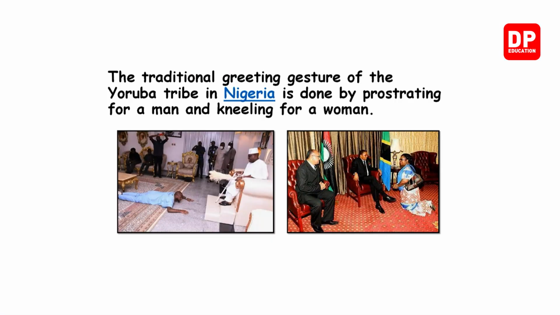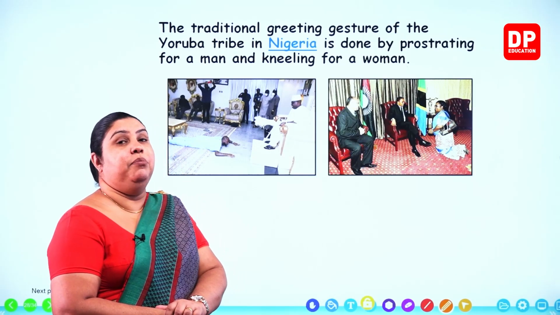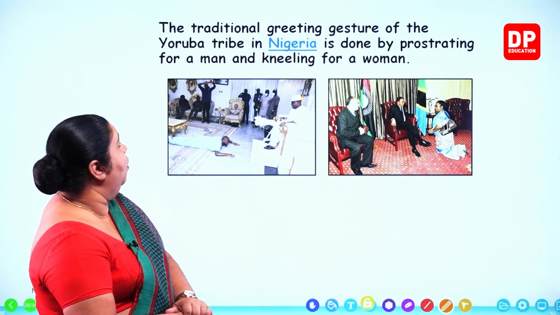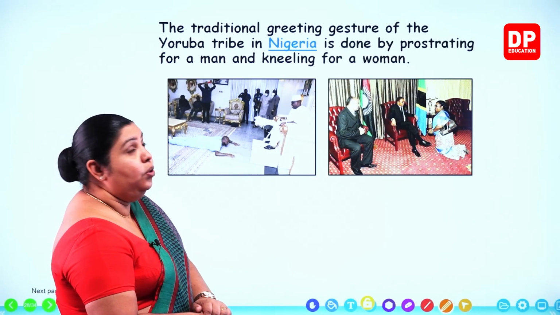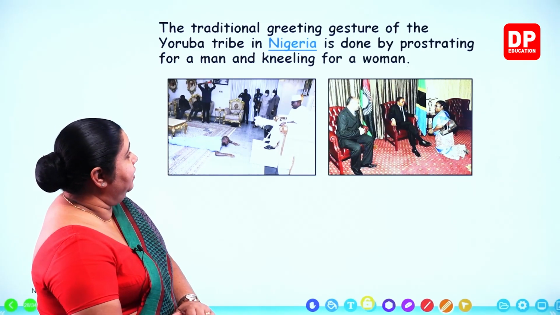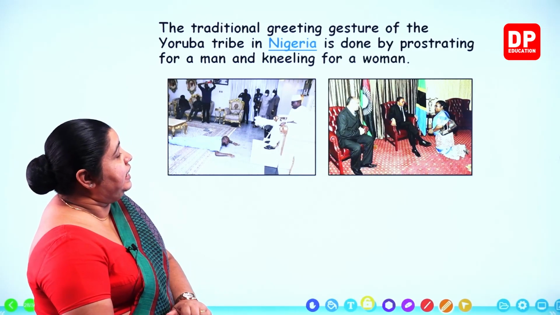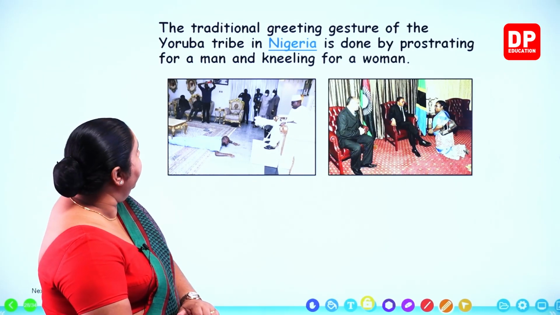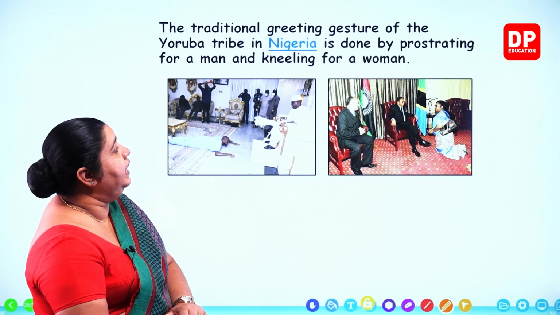The traditional greeting gesture of the Yoruba tribe in Nigeria. Now in Kenya, we saw there is a tribe called Maasai, and in Nigeria there is a tribe called Yoruba tribe. So how do they greet each other? The Nigerian, this particular tribe, the greeting is done by prostrating for a man and kneeling for a woman.